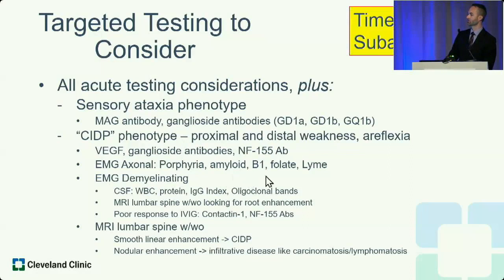If it's axonal, these are other things to at least consider. And if it's demyelinating, chances are at that point you're probably just dealing with CIDP. Then you can get these additional workups versus just treat them if you're convinced. But if they have a poor treatment response, check those nodopathy antibodies if you haven't already.